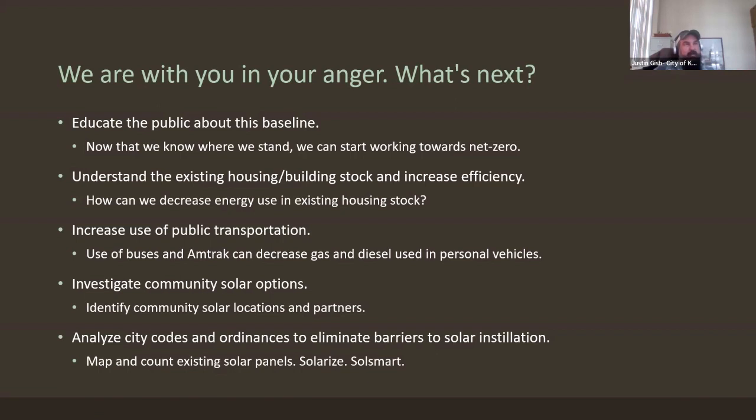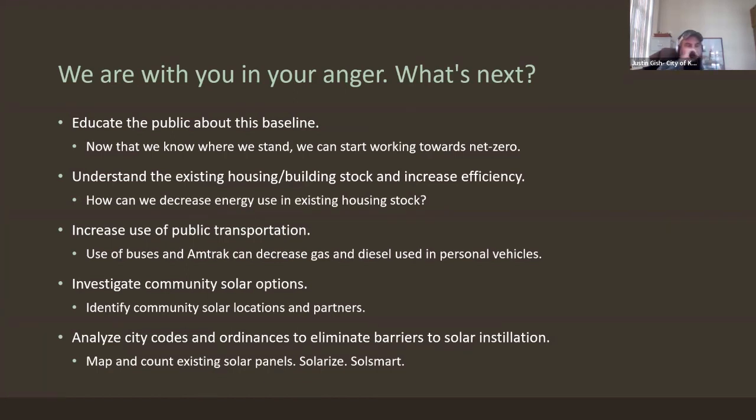So we're going to work with SolSmart, a national organization that helps look at the codes and the whole process around installing solar panels on your house and how we can do that a little bit better. We're also going to work with Solarize. There's a Solarize event that Allie from Green Drinks has been working on. It should come up on February 27th, where we'll get a Solarize event going here in Kalamazoo. So stay tuned for that.